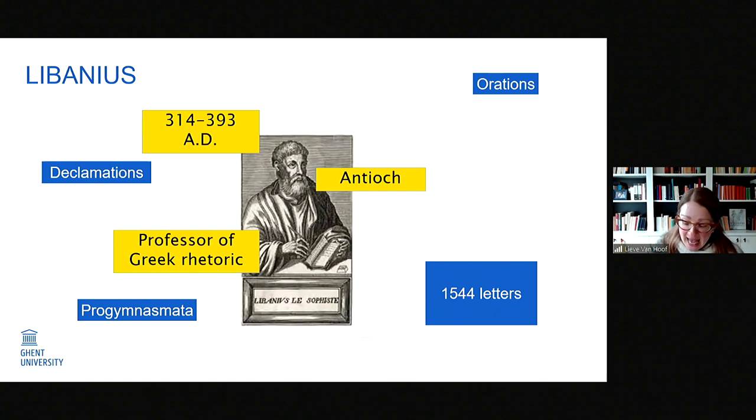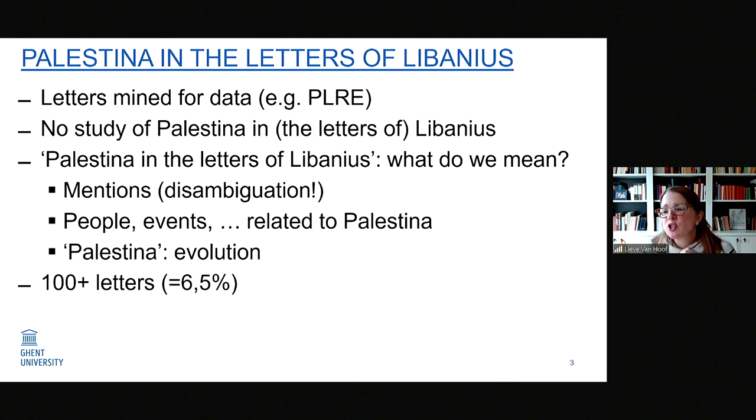And this mass of letters really has thus far been mined for data. For example, it's one of the most important sources for the first volume of the prosopography of the later Roman Empire. And you see that also in the uses that have been made of the letters of Libanius for studying Palestina in antiquity. Because as we will see in a bit more detail further on, several letters of Libanius have been used to discuss what kind of contours the province of Palestina took and when it was divided and into which parts and at what point in time. However, thus far, there has not yet been made any study of Palestina as a whole, as a region, in the letters of Libanius, or for that matter, in the whole of the oeuvre of Libanius.